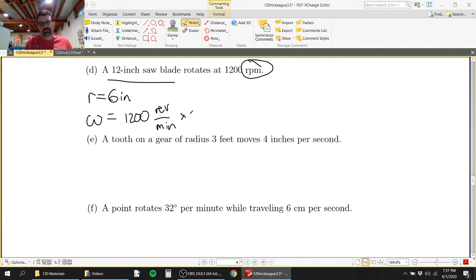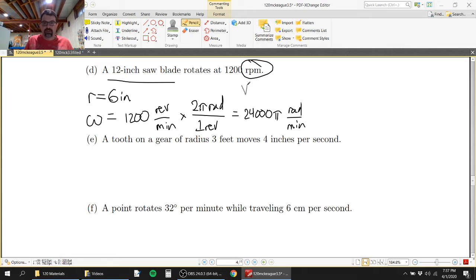And of course, if we're going to use V equals R omega, we need that in radians. So we multiply by 2 pi radians. And the 2 pi goes on top because we want to cancel the revolutions. So one on top and one on bottom. That'll happen nicely. And this would be 24,000 pi. And now we're in radians per minute.